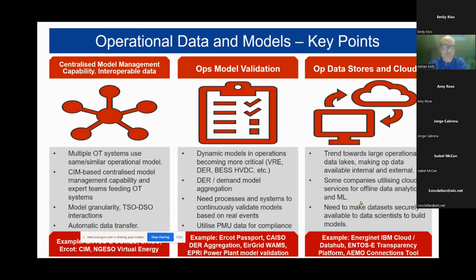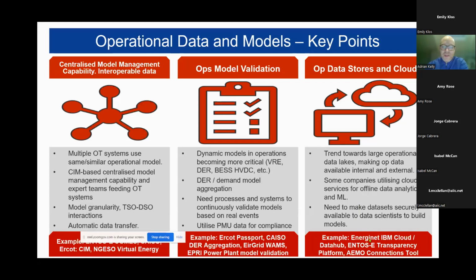So what system operators are realizing is that they're sitting on large data lakes of operational market data, and people want access to it, and the technology is there to give people access to it, but there are lots of questions over security and access and things like that. So utilities are moving more towards this use of data stores and cloud-based solutions.